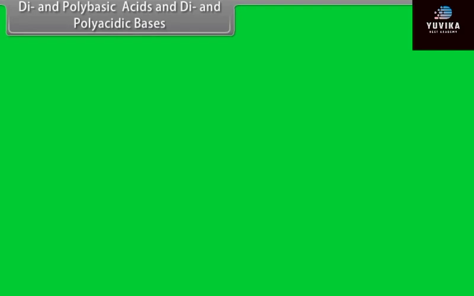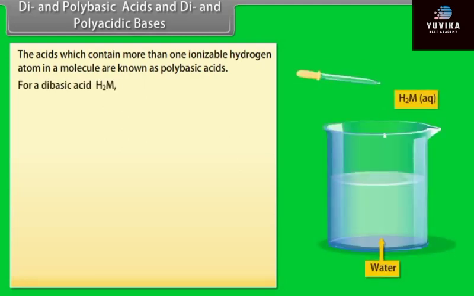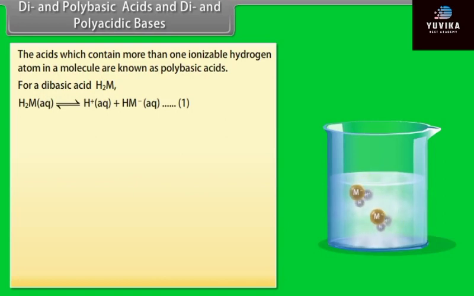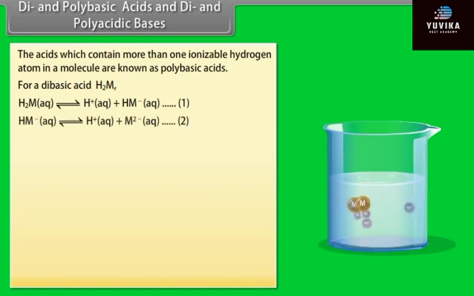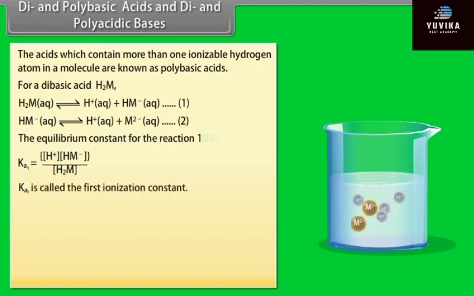Di- and polybasic acids and di- and polyacidic bases. The acids which contain more than one ionizable hydrogen atom in a molecule are known as polybasic acids. For a dibasic acid, H2M, name it as reaction 1. Name it as reaction 2. The equilibrium constant for reaction 1, Ka1, is equal to H plus into HM minus by H2M. Ka1 is called the first ionization constant.